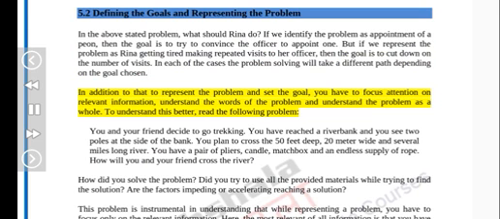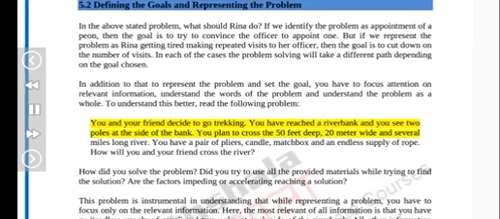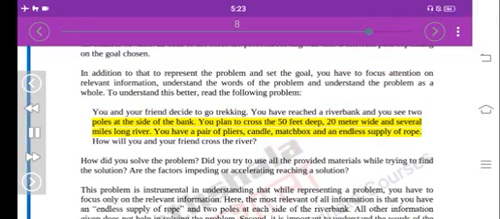In addition to that, to represent the problem and set the goal, you have to focus attention on relevant information, understand the words of the problem and understand the problem as a whole. To understand this better, read the following problem. You and your friend decide to go trekking. You have reached a riverbank and you see 2 poles at the side of the bank. You plan to cross the 50 feet deep, 20-meter wide and several miles long river. You have a pair of pliers, candle, matchbox and an endless supply of rope. How will you and your friend cross the river?